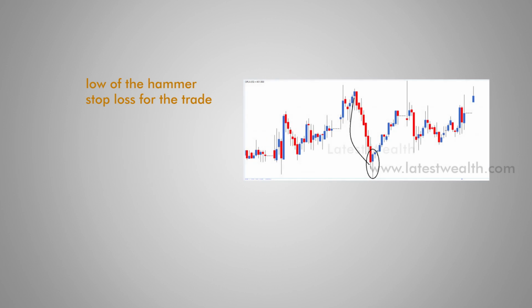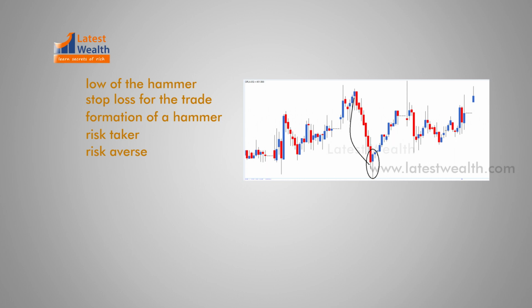The low of the hammer acts as a stop loss for the trade. Just look at the chart. It's a formation of a hammer where both risk taker and risk averse could have set up a profitable trade. This is a 15 minute intraday chart of Cipla. Both would have made a profit.